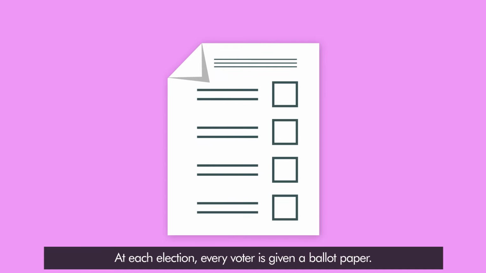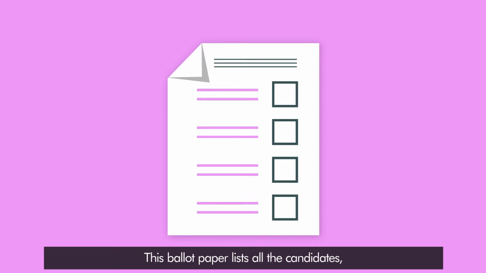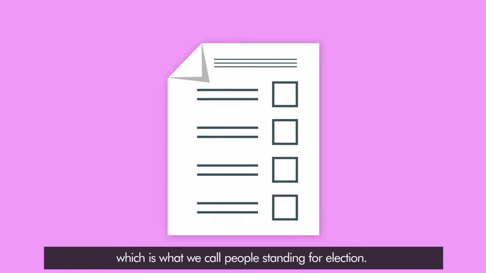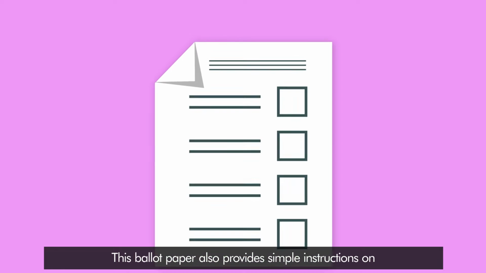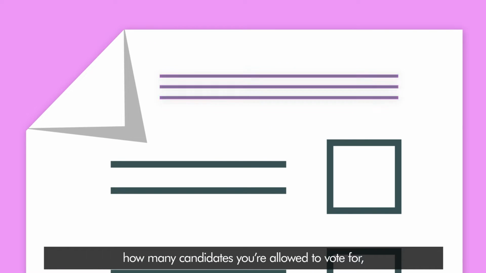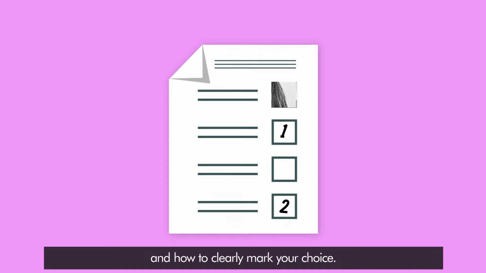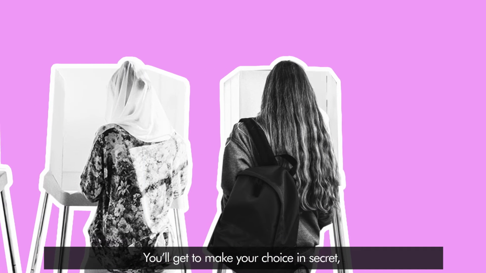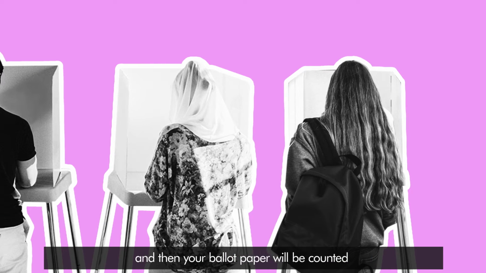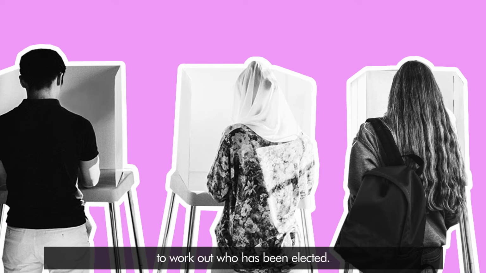At each election, every voter is given a ballot paper. This ballot paper lists all the candidates, which is what we call people standing for election. This ballot paper also provides simple instructions on how many candidates you're allowed to vote for and how to clearly mark your choice. You'll get to make your choice in secret, and then your ballot paper will be counted to work out who has been elected.